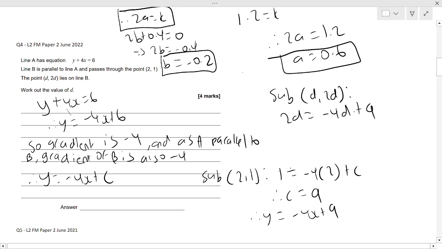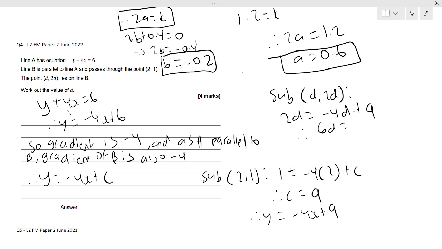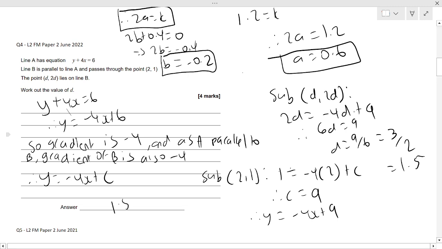Well, again, this is an equation, right? So we can solve it. So that means if I add the 4D across, that's 6D equals 9. So D is going to be 9 over 6, which should be 3 over 2. I don't know why this took me so long to figure out. So that's 1.5. But there we are. Cool. So the answer is 1.5 or 3 over 2. Okay, cool.